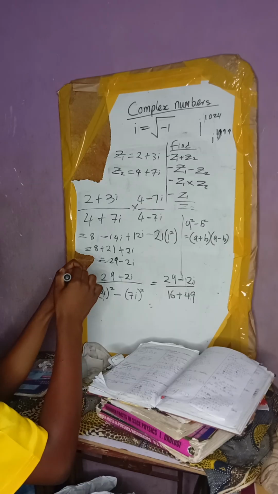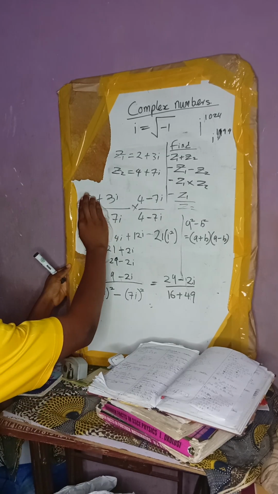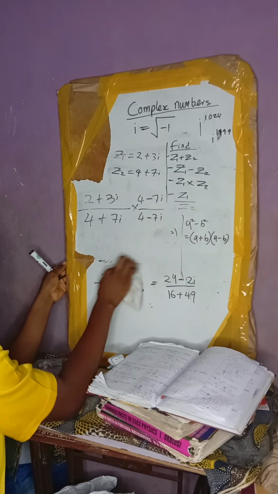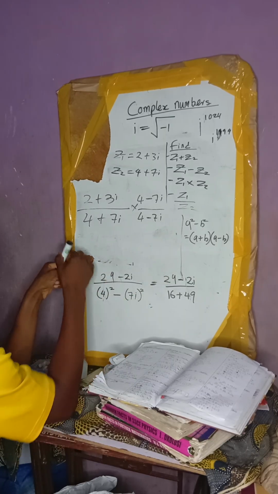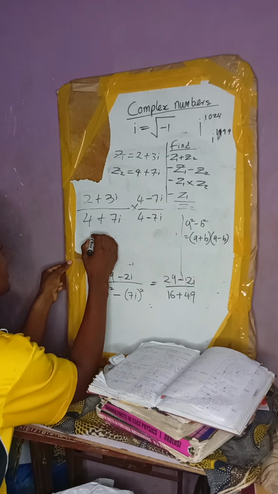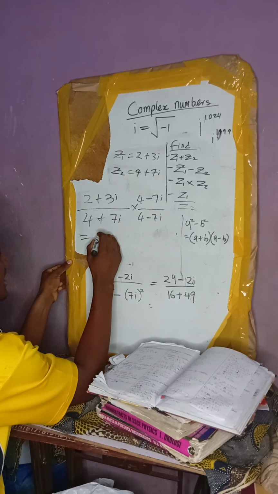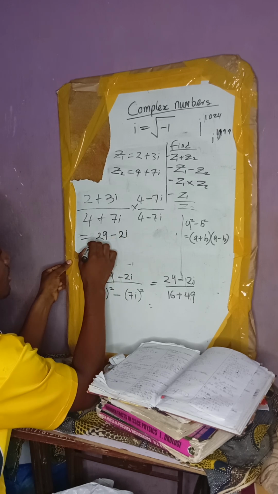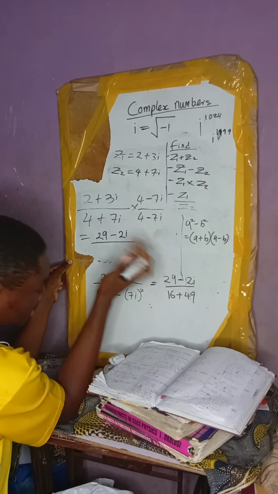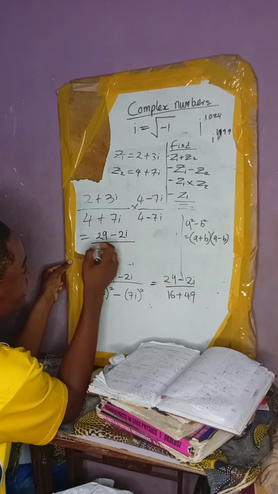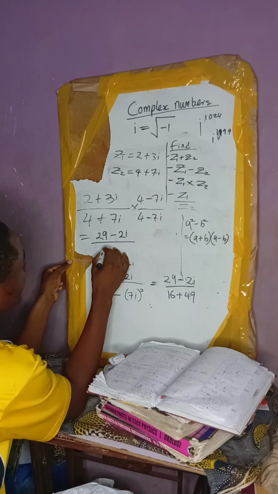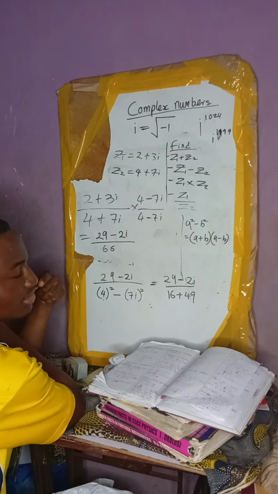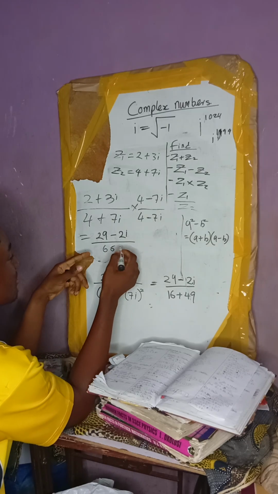So let me move this up. Alright, let me clean this. So from here now, what do we have as our answer? We have 29 minus 2i all over this plus this, which should give you about 65, right? 65. Am I correct? Yes, I am. It should give you 65.